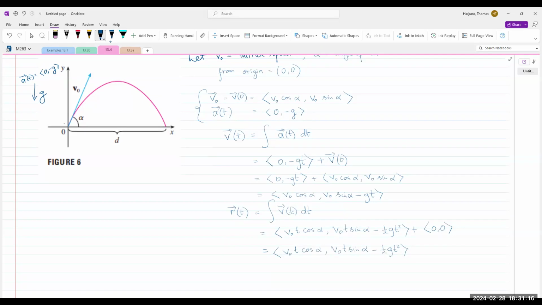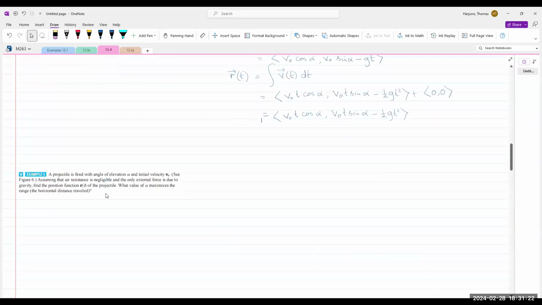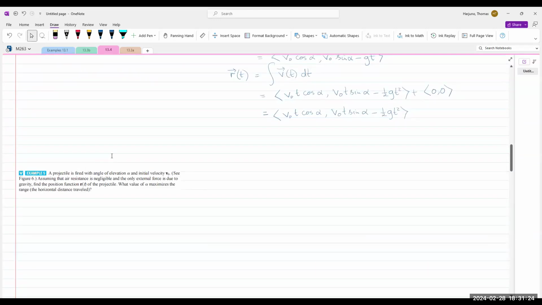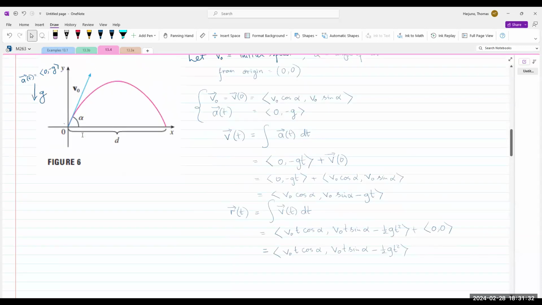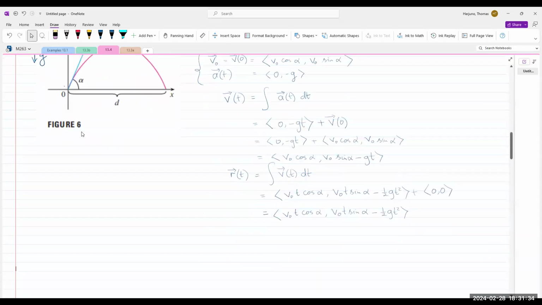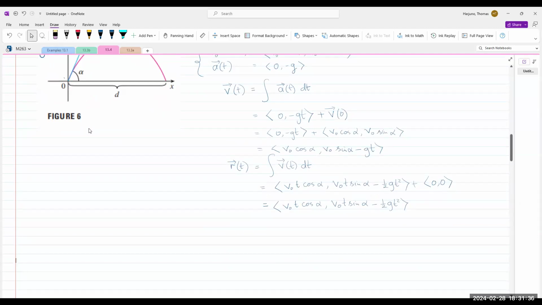Okay, now that's our trajectory. Now, the first question we have here, this is example 5 in our book. Find the range, and then what value of alpha maximizes the range. So suppose we don't know the alpha yet. Suppose we work with the general alpha.